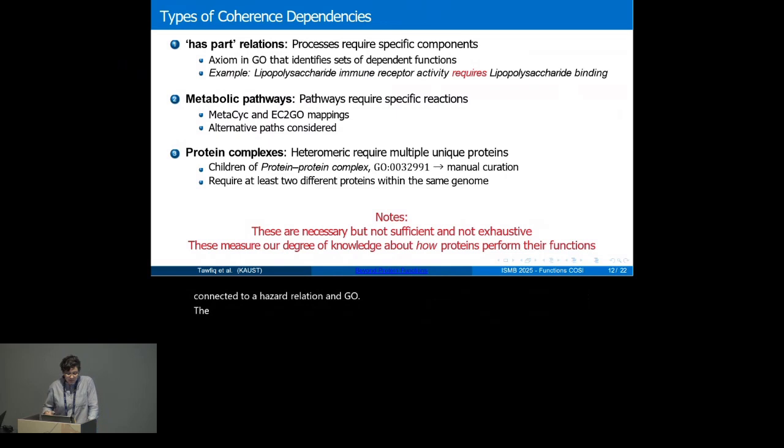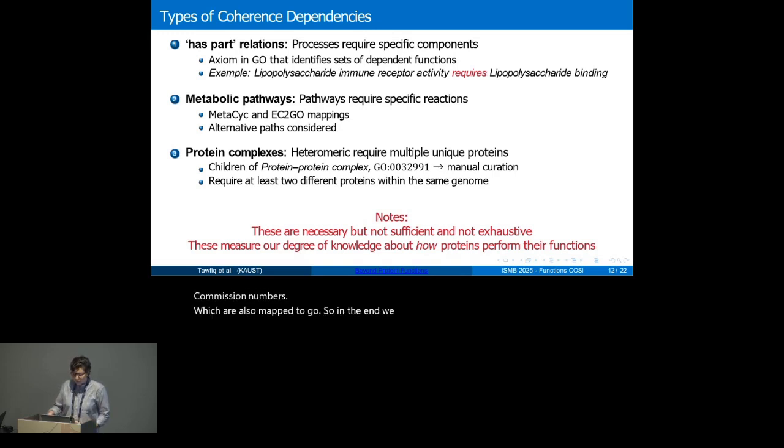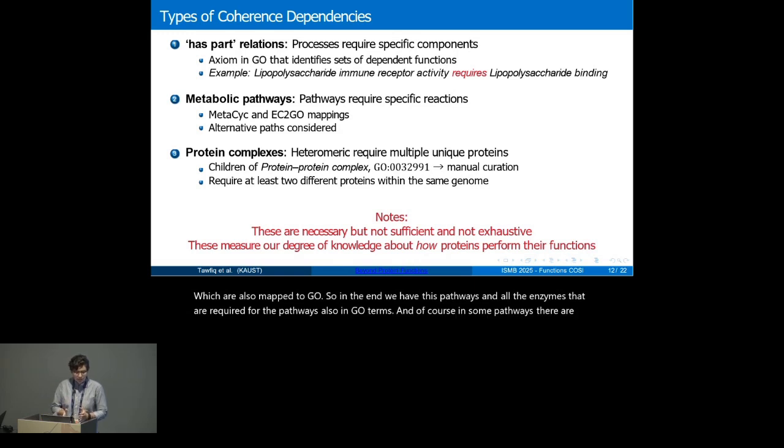The second is metabolic pathways. So pathways require specific reactions. And then we find in GO that pathways are mapped to MetaCyc pathways, which is a pathway database. And in MetaCyc, these pathways have enzymes, which are annotated with EC or Enzyme Commission numbers, which are also mapped to GO. So in the end, we have these pathways and all the enzymes that are required for the pathways, also in GO terms. And of course, in some pathways, there are alternative paths that can complete the pathway, so we also account for that.